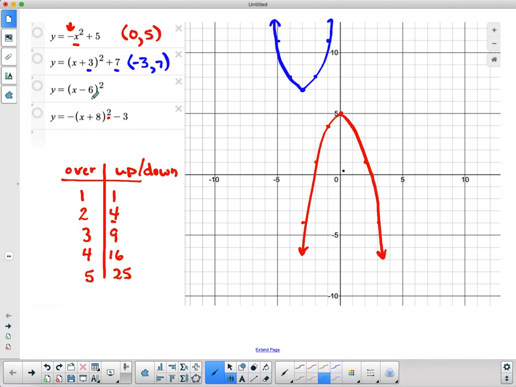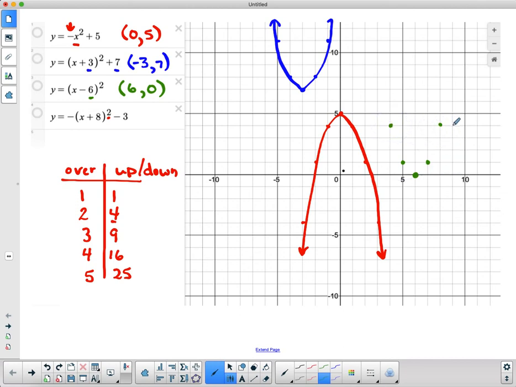Next parabola. This has been moved 6 spaces, and since it's negative, we know it's gone to the right. Right is usually a positive direction, but when we have it in the brackets, it appears negative in there. So we're going to go right 6 spaces, and then there's nothing on the end, which means it hasn't gone up or down, so the vertex is 6, 0. Let's put that on the graph here, 6, 0, and then we're just going to use this pattern again. Over 1, up 1. Over 2, up 4.